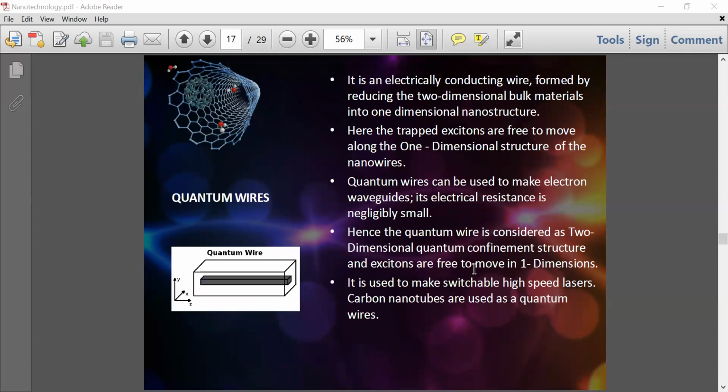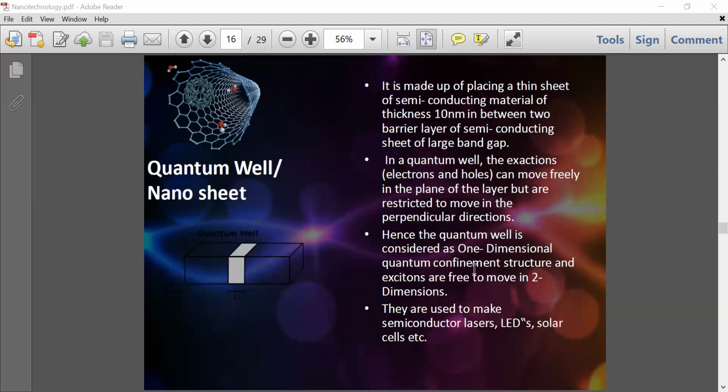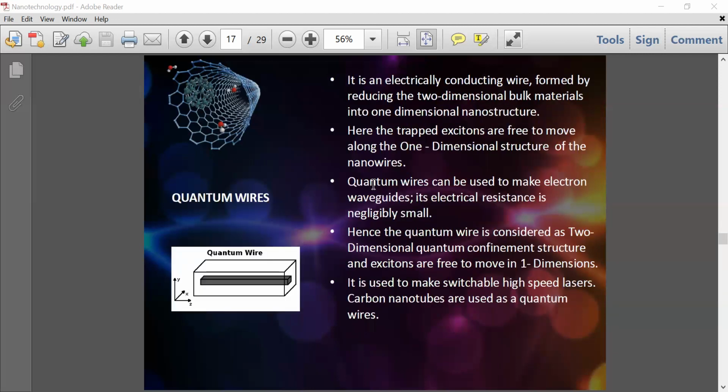Quantum wire is two-dimensional confinement or one-dimensional material. That is, the electrons are free to move along one dimension and are confined in two dimensions. And quantum well or nanosheet is one-dimensional confinement or two-dimensional material. That is, the electrons are free to move in two dimensions and confined along one dimension. That is quantum well. So that's all.